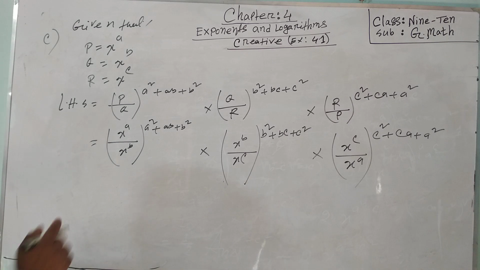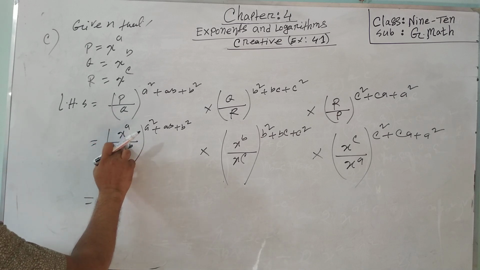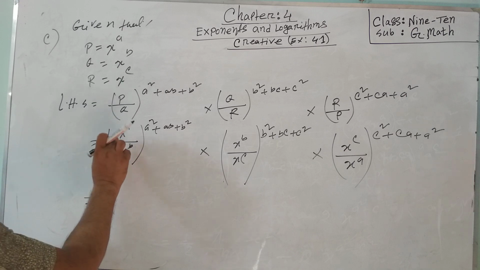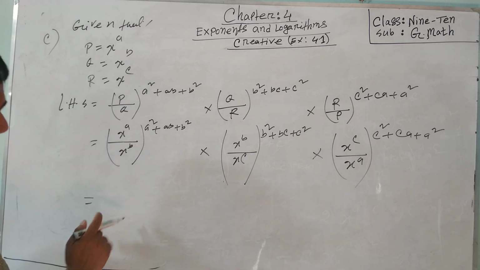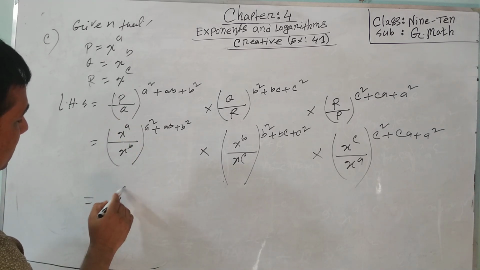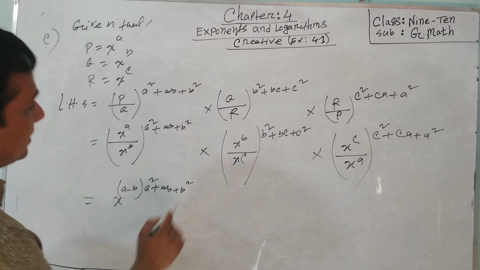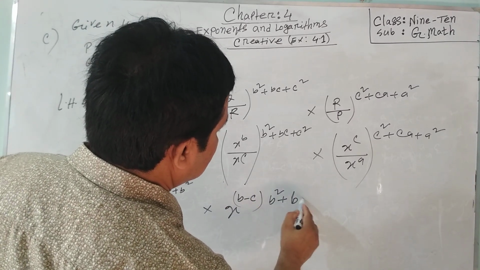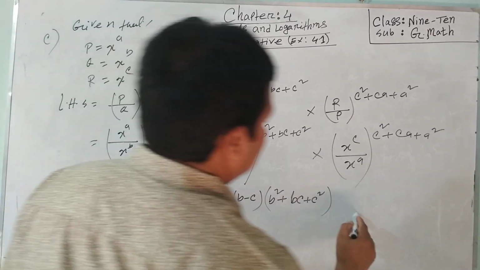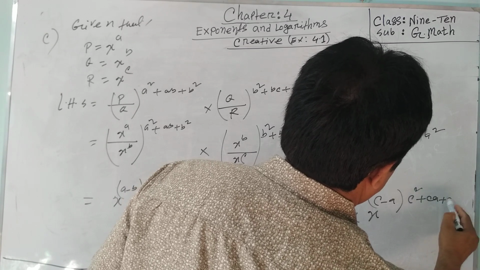We go back to the formula, the division formula of exponents: x to the power a divided by x to the power b. In the division formula, when the base is the same, the powers are subtracted. Here x to the power a minus b, to the power a square plus ab plus b square. Similarly, x to the power b minus c, to the power b square plus bc plus c square. Similarly, x to the power c minus a, to the power c square plus ca plus a square.